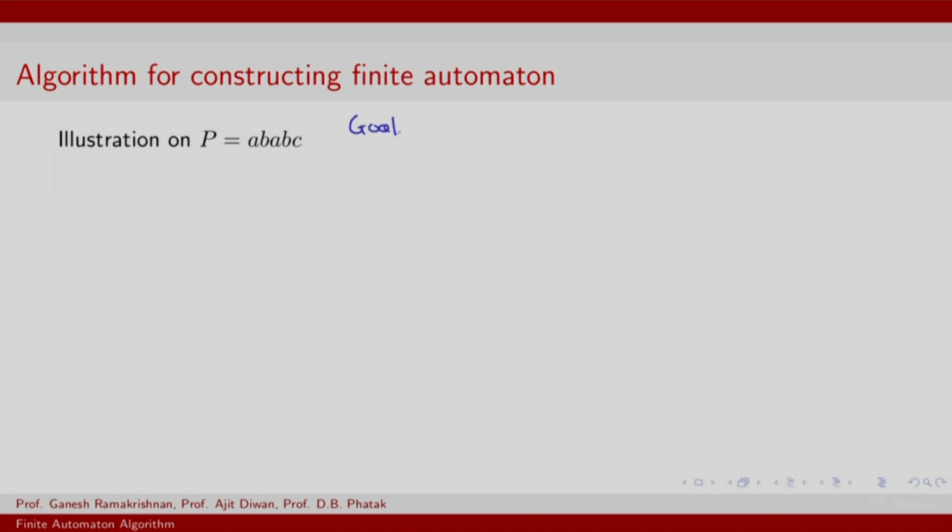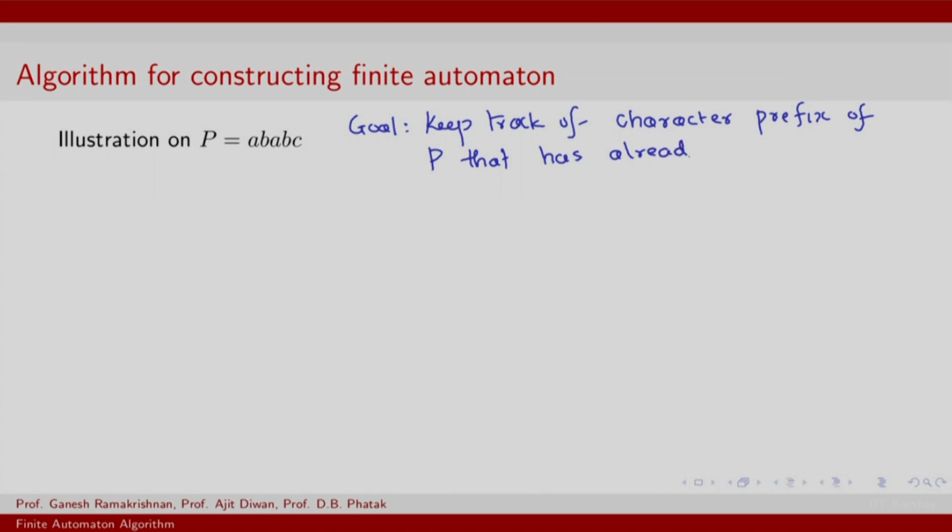So the goal is to keep track of the character sequence, and by sequence I actually mean a prefix, a character prefix of P that has already been matched so far. So how do we do this?